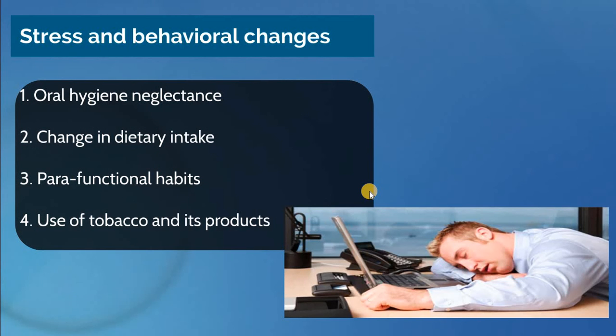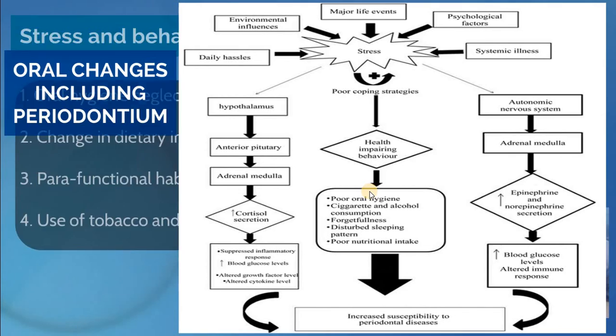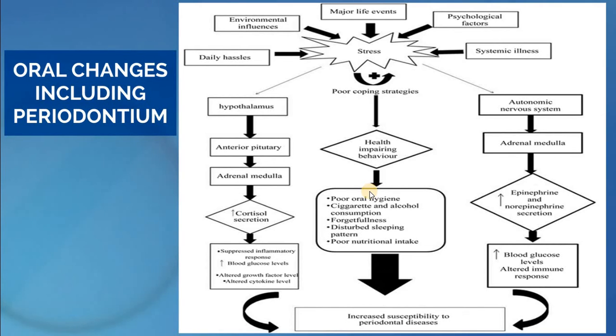The behavioral changes caused by stress include oral hygiene neglect, change in dietary intake, parafunctional habits, and use of tobacco and its products. This is how stress affects the periodontium.